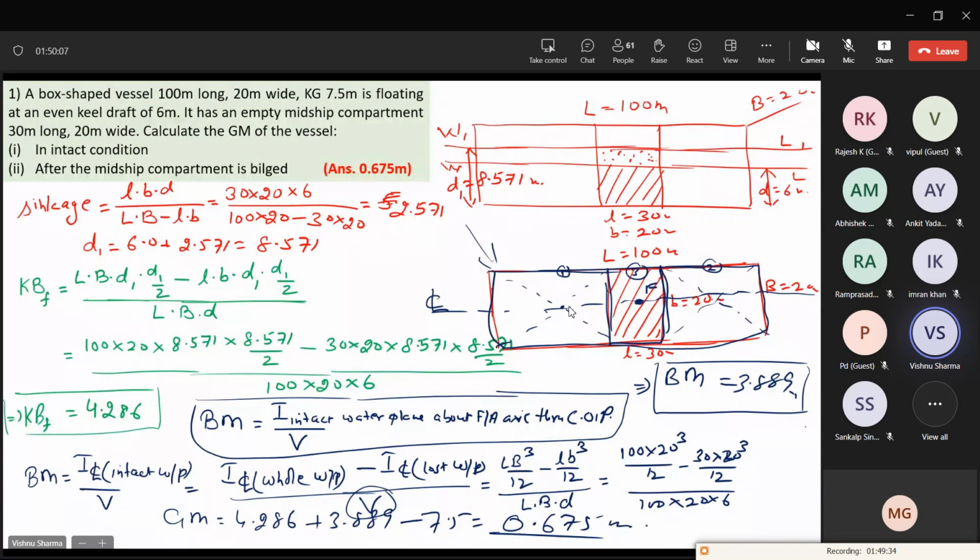You can just put a line and say that as the water plane area in the bilge condition from keel to W1L1 is same, KB shall be D1 by 2, and you can just get the answer straight away. Is that okay, beta?